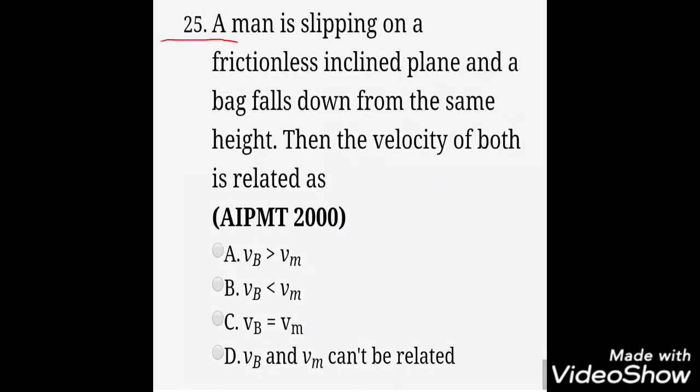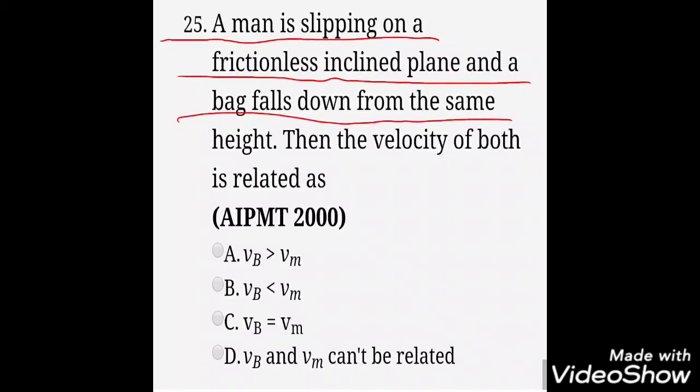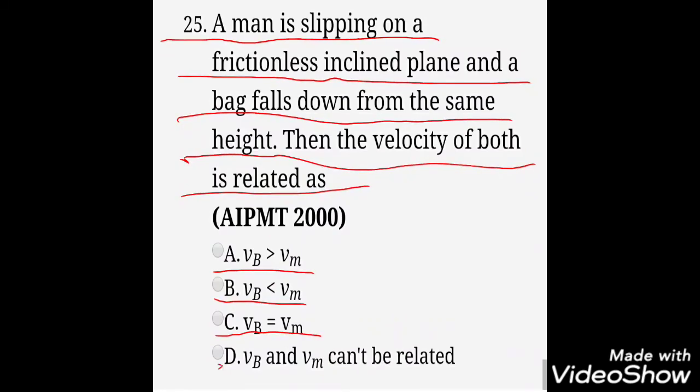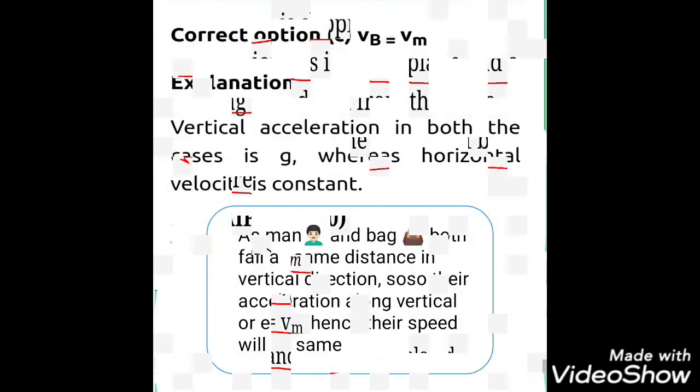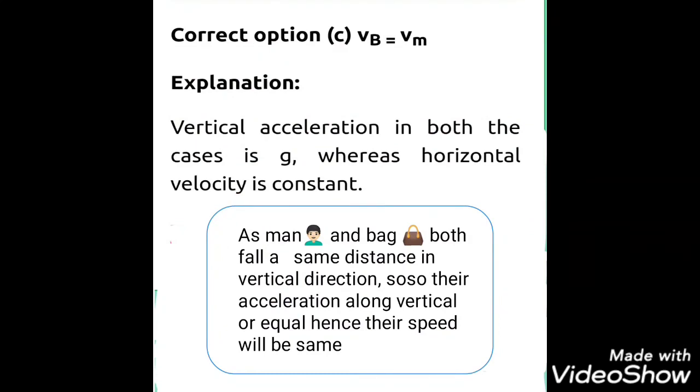Question number 25. A man is slipping on a frictionless inclined plane and a bag falls down from the same height. So the man and bag fall from the same height. Then the velocity of both is related as: option A, velocity of bag will be more than velocity of man; option B, velocity of bag will be less than velocity of man; option C, velocity of bag and velocity of man will be equal; option D, velocity of bag and velocity of man cannot be related. The answer for question number 25 is option C, the velocity of bag and the velocity of man are equal.